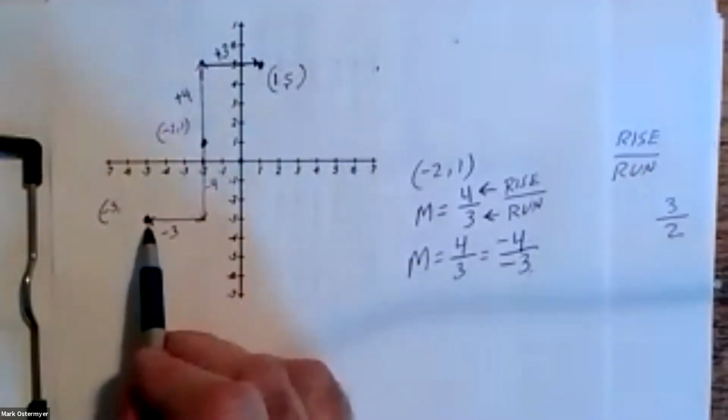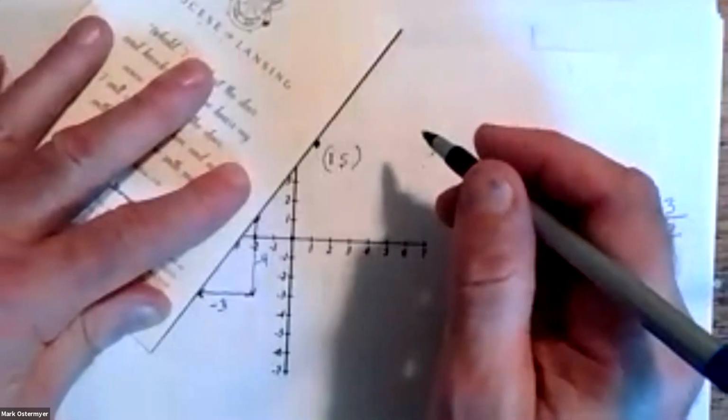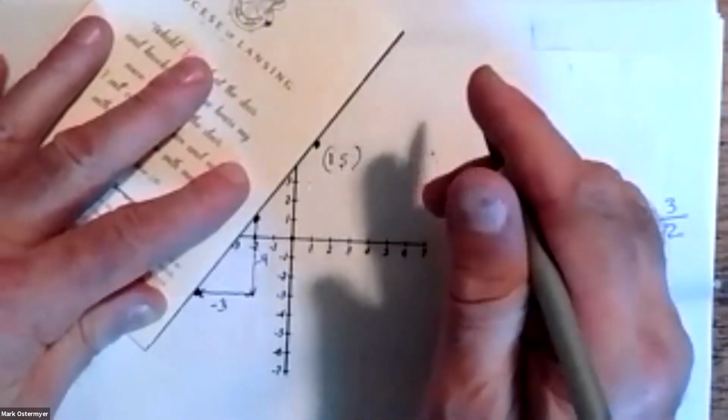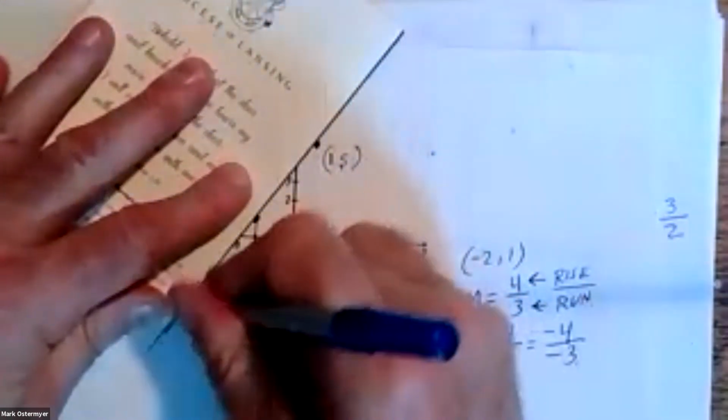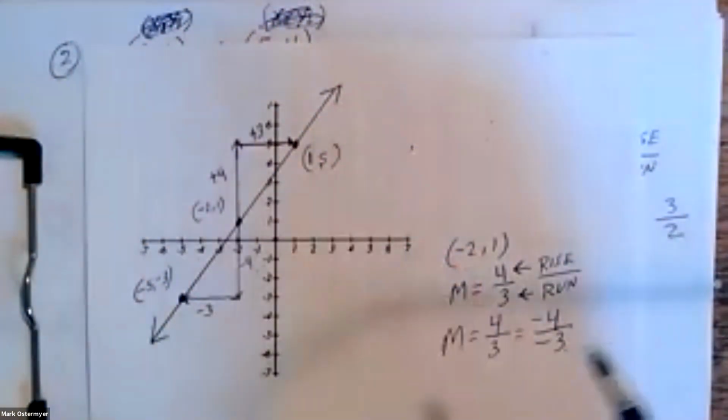-5. What's the y coordinate? -3. Take a ruler, put a line through these points, and you have the graph of that linear equation. Let's put the line right through the points, and we're done. We have graphed that line, ladies and gentlemen. That's your answer. So it's this line that has a slope of 4/3.